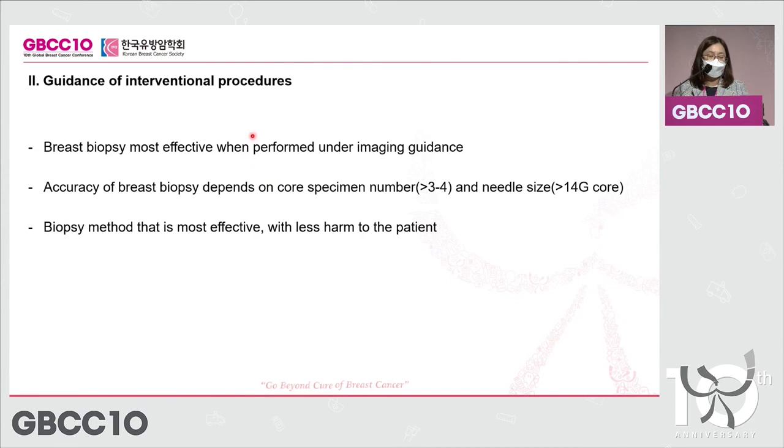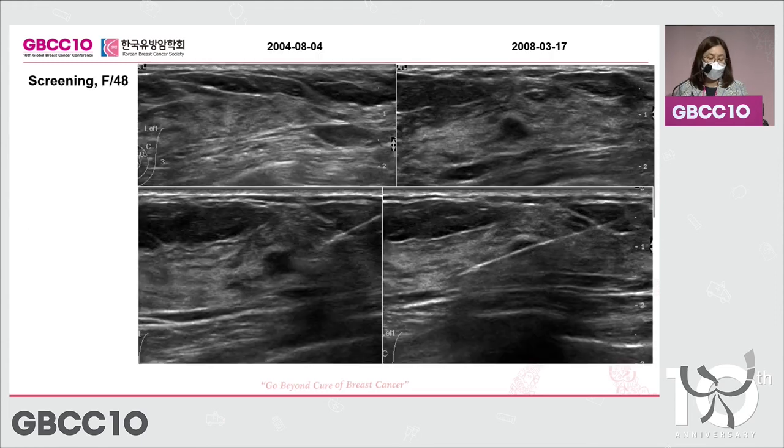So for the guidance of interventional procedures, usually the breast biopsy is most effective when performed under imaging guidance. And accuracy of breast biopsy depends on core specimen number, usually 3 or 4, and the needle size. The biopsy method should be most effective and with less harm to the patient.